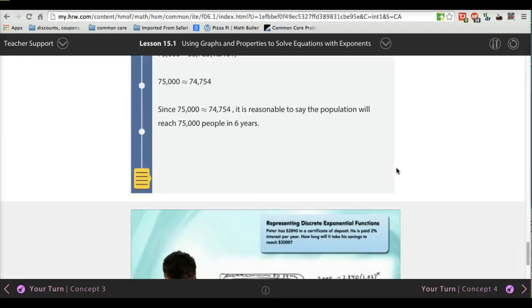6.07. Okay, so there you go. It says the population will reach 75,000 in about 6 years. And that's okay, because 6.07 was our answer, and it's kind of similar, right? Okay, and so that's it.